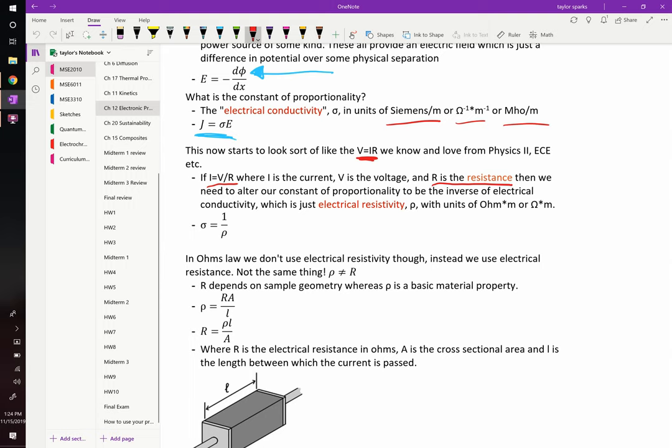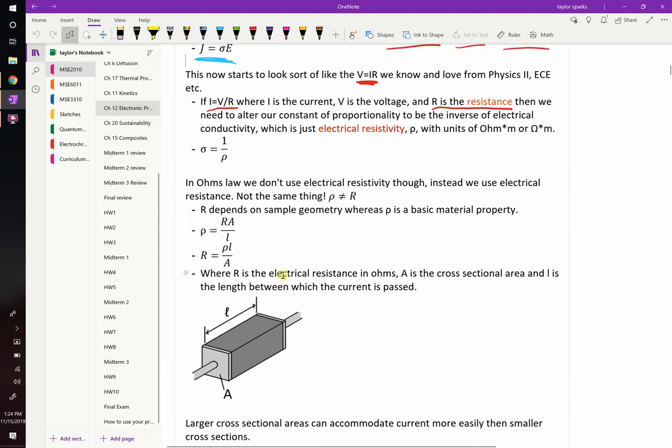So these are two fundamentally different things. The resistivity is a material property that doesn't depend on geometry. The resistance uses the material property resistivity, but it also takes into account geometry. Here's how it does it, okay? So resistivity is not the same as resistance.